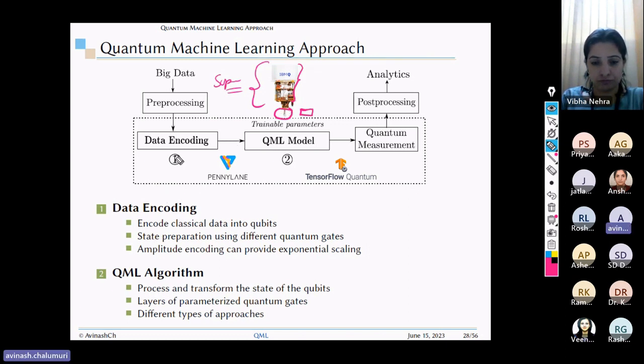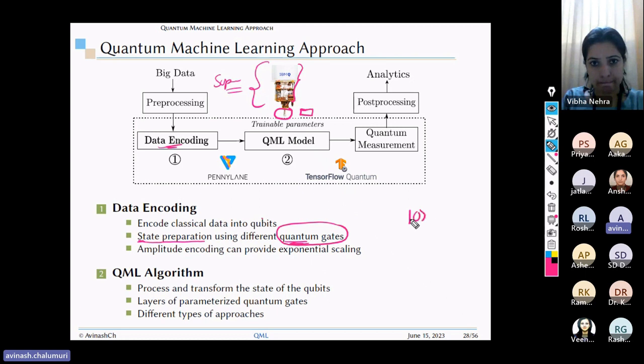So now you encode the data so that this data, encoded into qubits, can be processed using this quantum processor. Of course, the qubits reside on the quantum processor. And this can be done using state preparation using quantum gates. As I told, everything should be performed using quantum gates. So even state preparation is done using quantum gates.